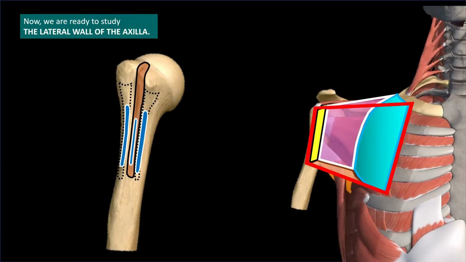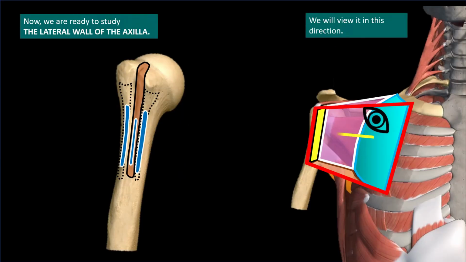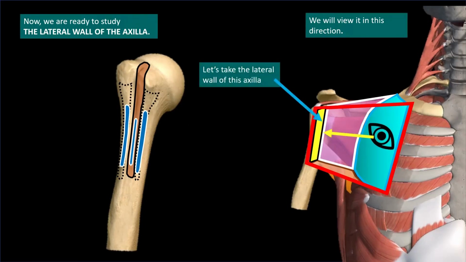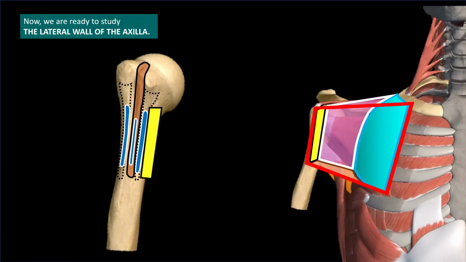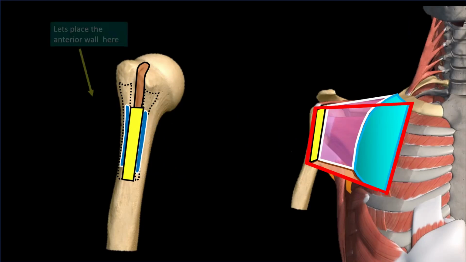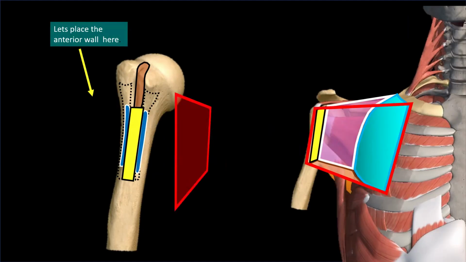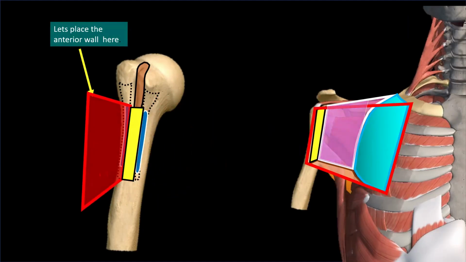Now we are ready to study the lateral wall of the axilla. We will view it in this direction. Let's take the lateral wall of this axilla and place it on this humerus. Let's place the anterior wall here. Let's place the posterior wall here.